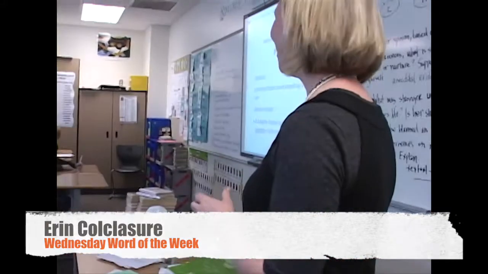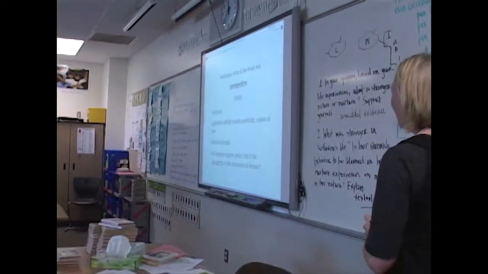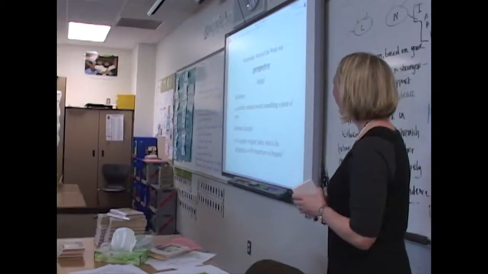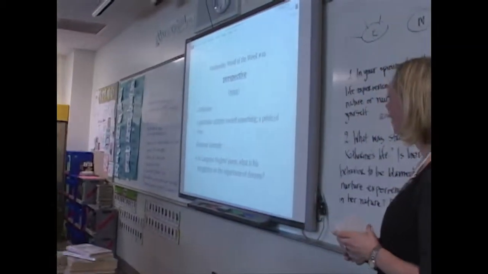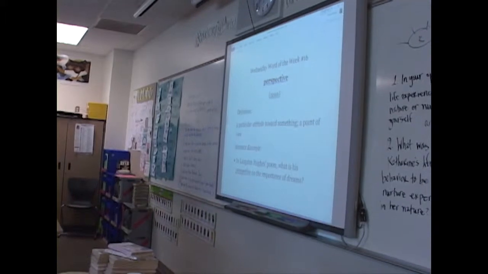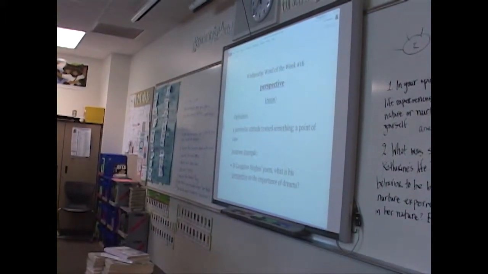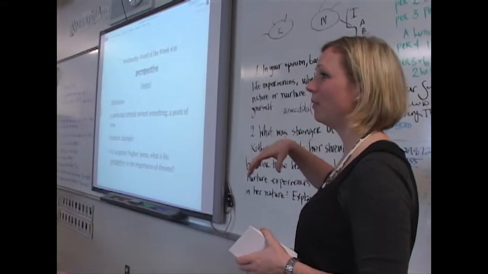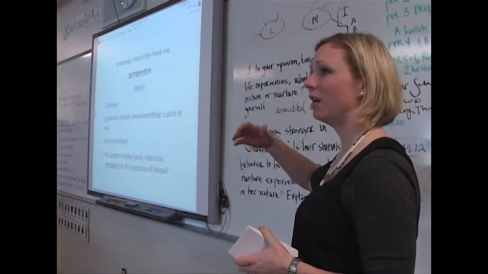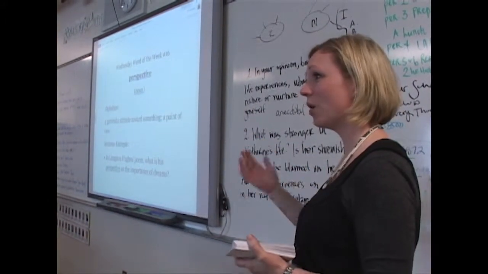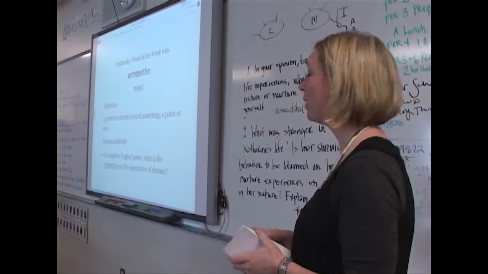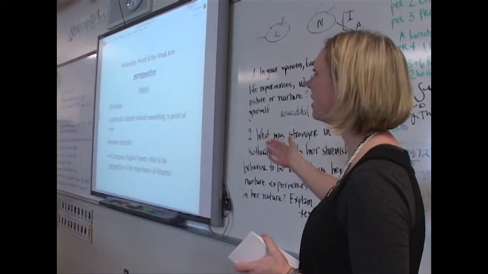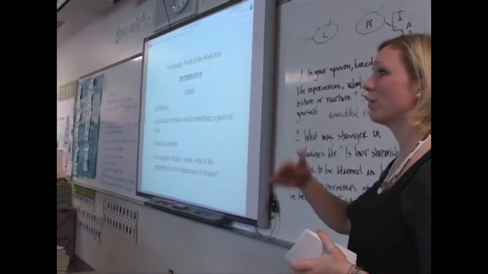If you know point of view, you know perspective. It's a noun. Definition: a particular attitude towards something, a point of view. This will most likely appear on your state test in terms of an author's perspective, even though perspective can be used in terms of photography or art, certain angles and points of view. But on your state test it will most likely ask you what's the author's perspective in this piece.